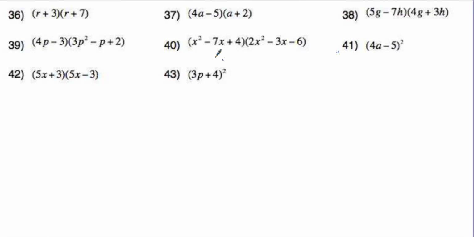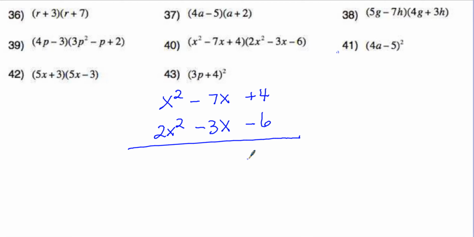Okay, 40. Let's go ahead and do the vertical method just because there's quite a few things that are going to happen here. So x squared minus 7x plus 4 times 2x squared minus 3x minus 6.